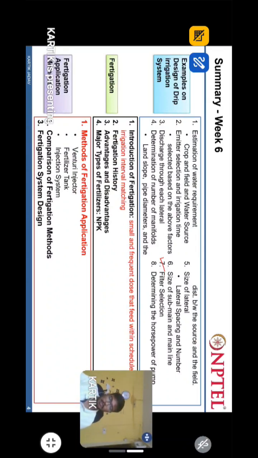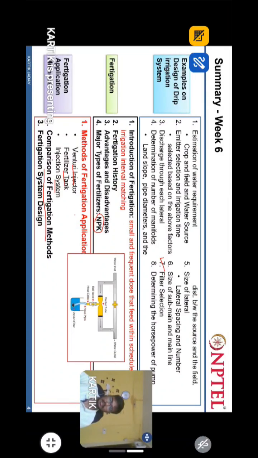Also, the major types of fertilizer we generally apply through a drip irrigation system are nitrogen, phosphorus, and potash. Next, we have also seen various fertigation application methods, that is the Venturi injector, fertilizer tank, and injection system, right? And we have also compared the advantages and disadvantages of each system. Basically, we compared each fertigation method, and in that lecture we have also covered the fertigation system design, right?